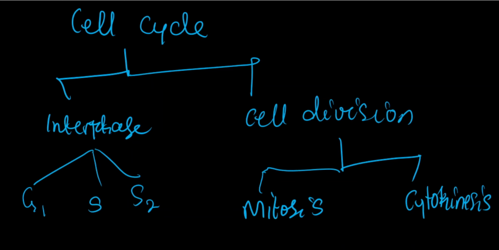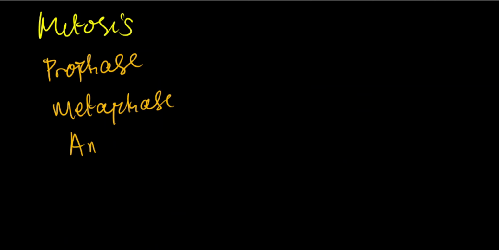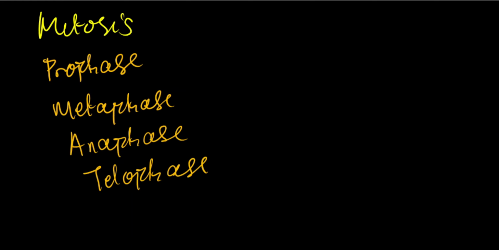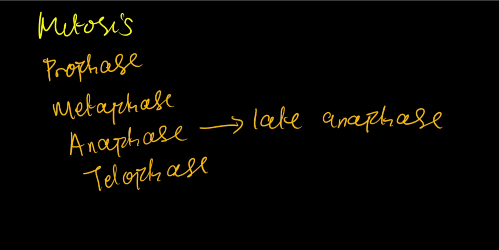Now a lot of times cytokinesis is simply grouped together with mitosis. However, cytokinesis is actually a different step from mitosis. Mitosis has the prophase, metaphase, anaphase, and then telophase. Now cytokinesis actually starts from late anaphase and it goes beyond telophase, so it goes beyond mitosis. So we'll take a look at each of these phases individually.